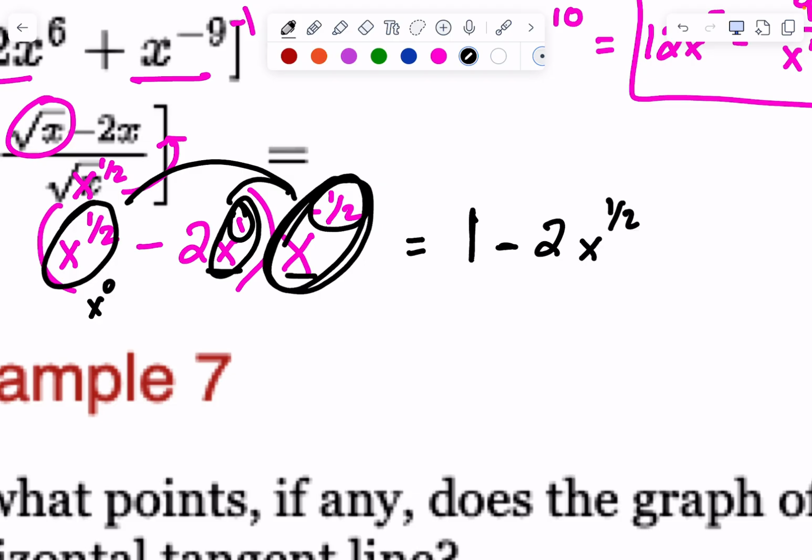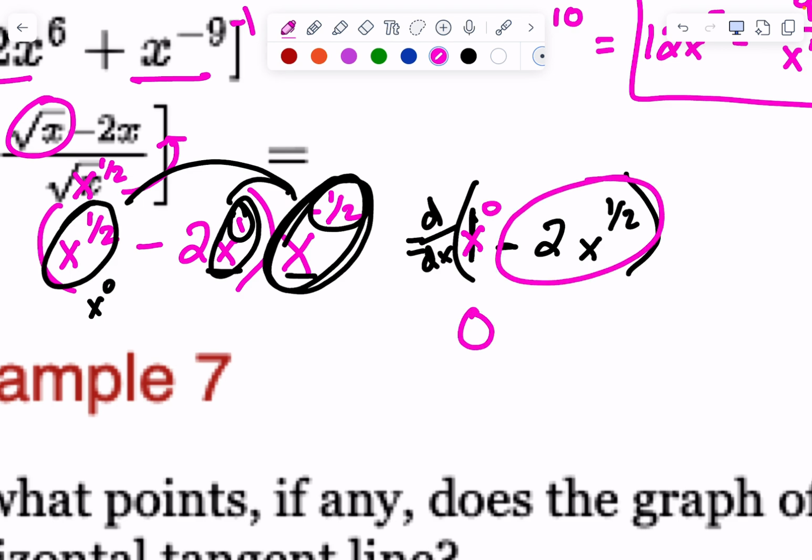Now, have we taken the derivative yet, though? No. That was just simplifying. We still have to take the derivative of that, d over dx of this thing, right? What is the derivative of 1? It is 0, like 1x to the 0 power, right? Okay, now I'm going to take the derivative of negative 2x to the 1/2. So the 1/2 comes down in front. Negative 1 x to the, I'm going to subtract 1 from the exponent, negative 1/2.